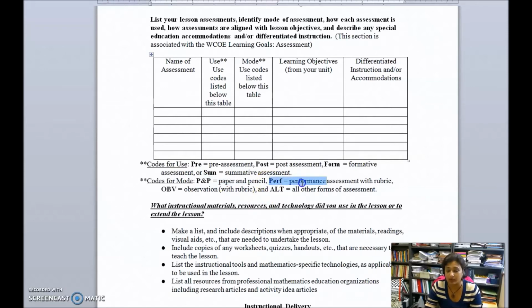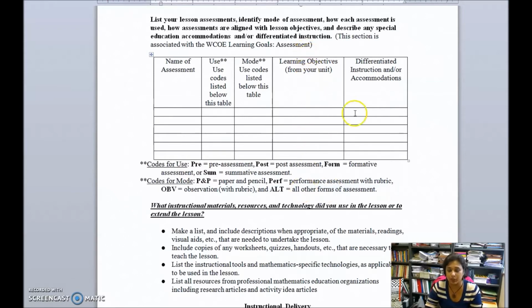If you have something like a Seesaw, that is performance-based and you have to design a rubric for it. If you have an observational checklist, then it is an observation, and you have to design a rubric and attach it. An alternate form would be like quizzes, a Kahoot, and things like that.